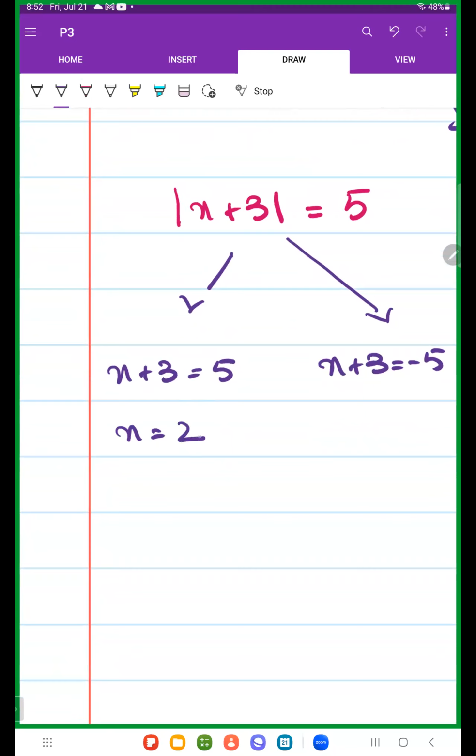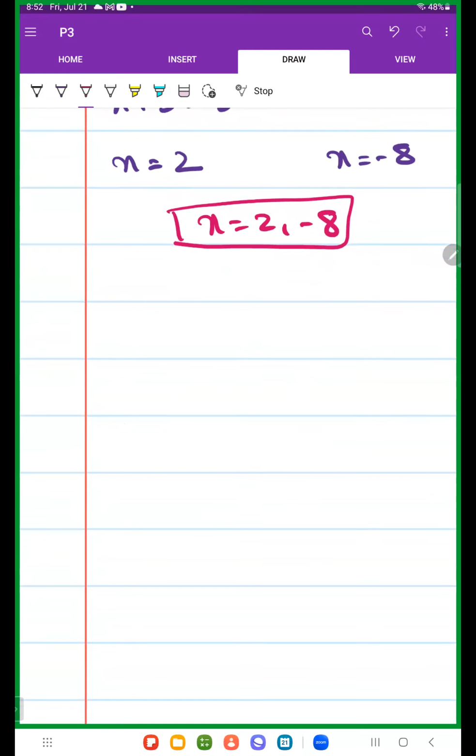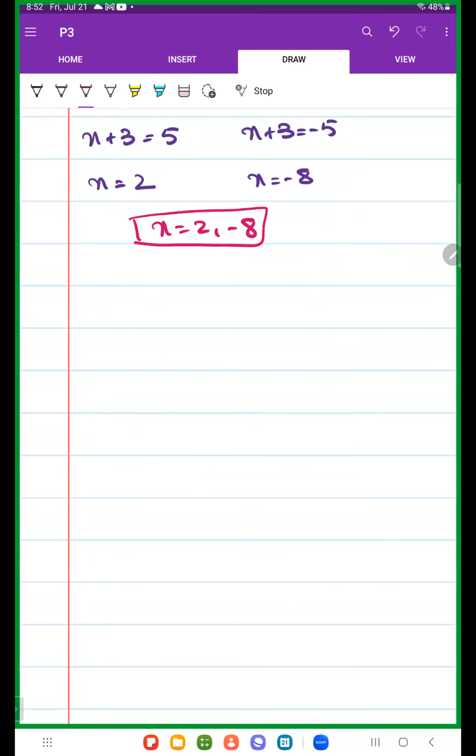So 5 minus 3 will give you 2. Minus 5 minus 3 will give you minus 8. So in the answer, you will write x is 2 and minus 8. Understand? Okay. Let's start doing the questions. Can you do the first one?